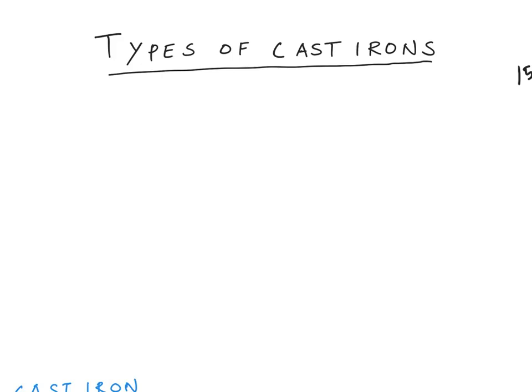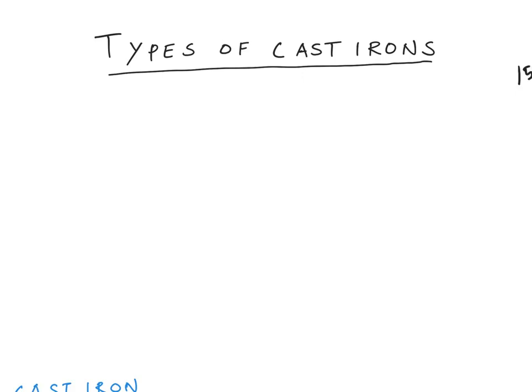So, in the last few lectures, we were looking at different types of ferrous alloys. We looked at steels. We looked at high carbon steels as well. So, in high carbon steels, the amount of carbon present was less than 1.4 weight percentage.